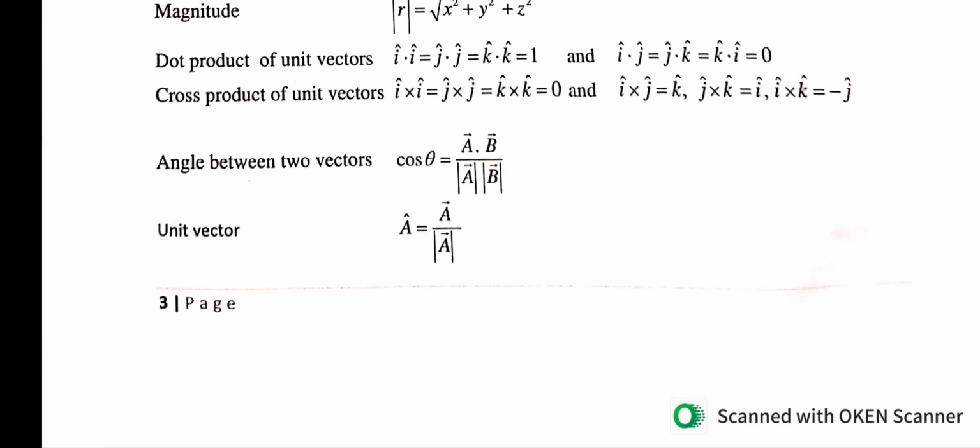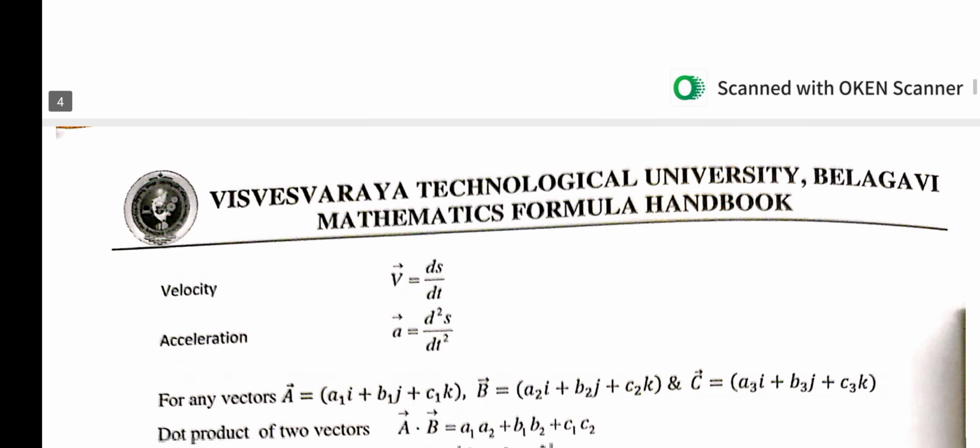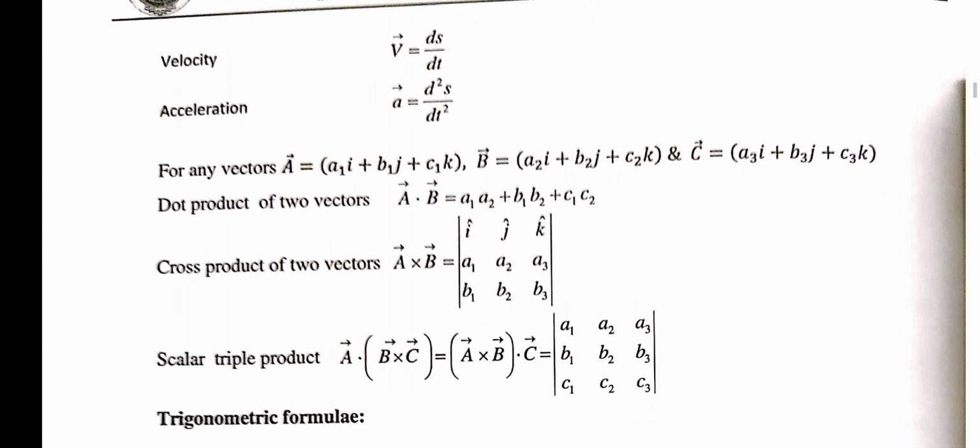The angle between two vectors and the unit vector are useful in engineering in the second semester. The first semester covers vectors, and acceleration is also there. Acceleration is velocity with respect to time. And next is velocity.